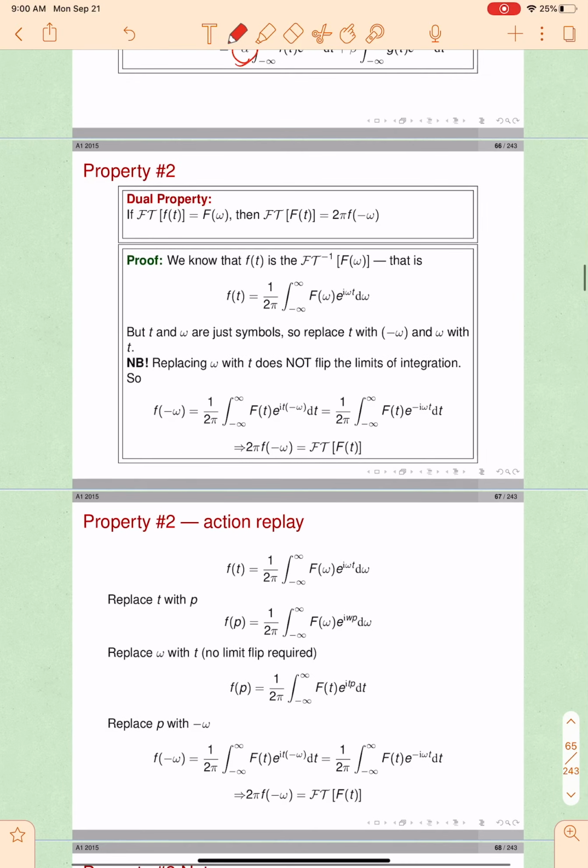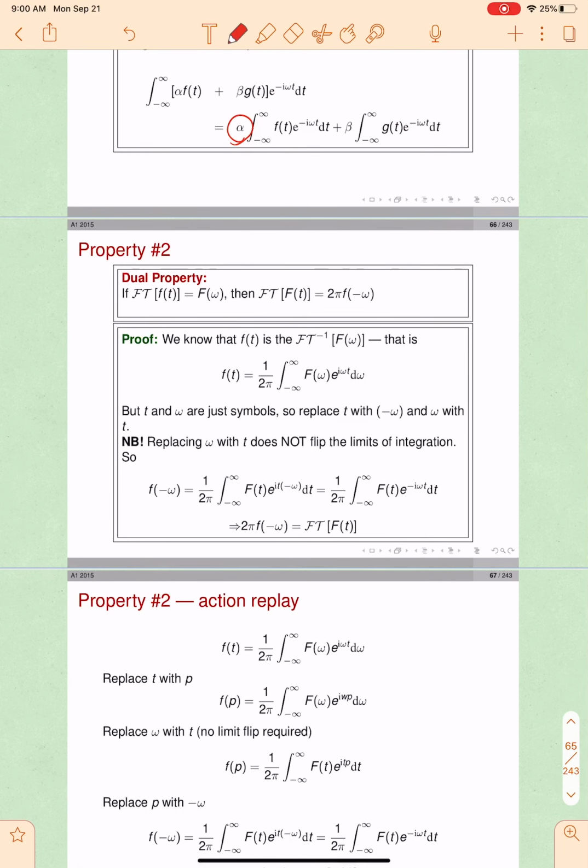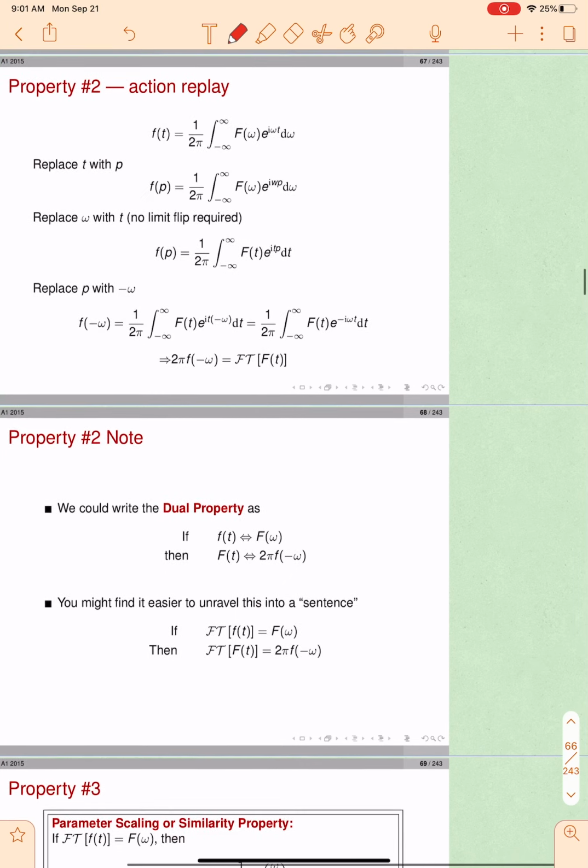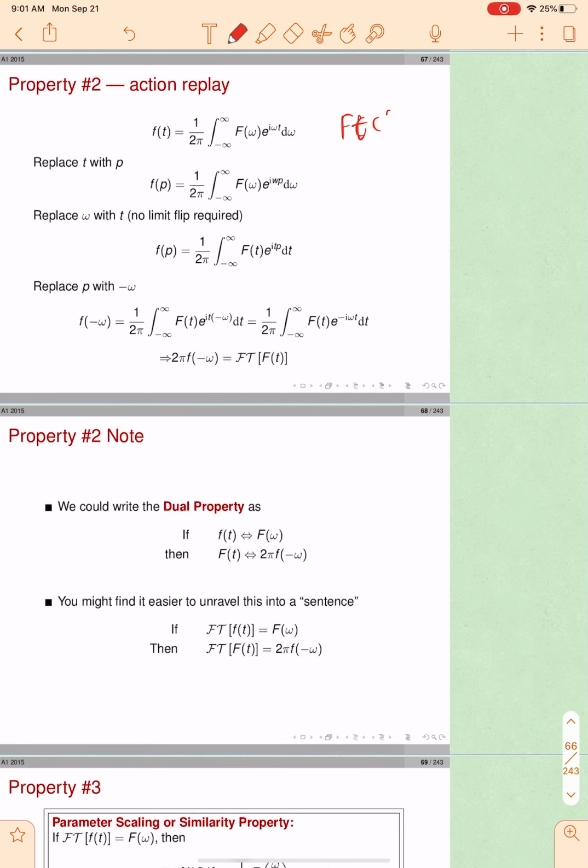Duality property: if you Fourier transform f(t), it becomes capital F(omega). If you Fourier transform a capital F(t), then you get 2 pi f(minus omega). You need to remember this clearly, so better to memorize it. F(t) becomes 2 pi f(minus omega).